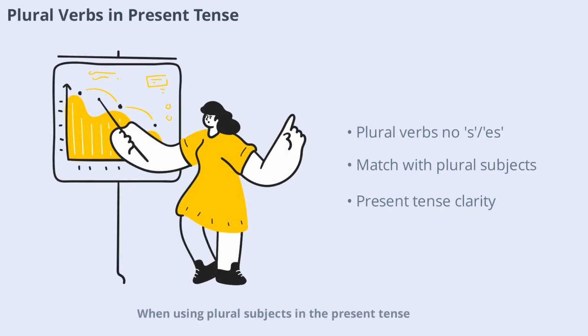When using plural subjects in the present tense, the verb does not end with "-s" or "-es". For example, they play soccer or the dogs bark loudly. Here, play and bark are the plural verbs that match the plural subjects they and dogs. Remembering this simple rule will help you avoid common mistakes.